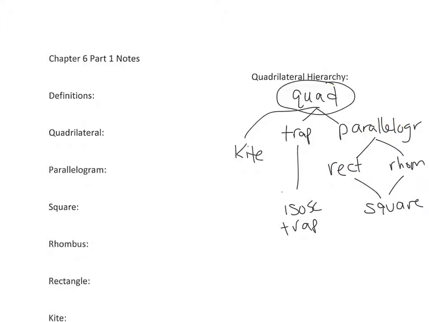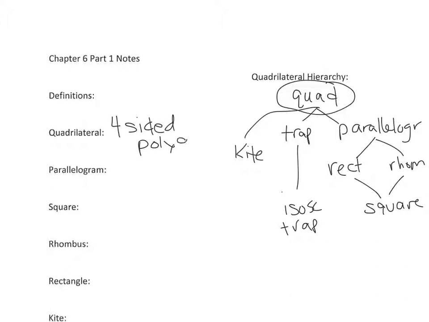But it doesn't go backwards. You can't do every parallelogram is a rectangle. It needs to go from the bottom up. Some parallelograms are rectangles. Some parallelograms are rhombuses. These are special types of parallelograms. These are special types of trapezoids, and kites are kind of off on their own. So a quadrilateral is a four-sided polygon.